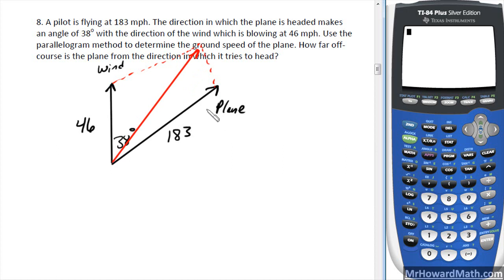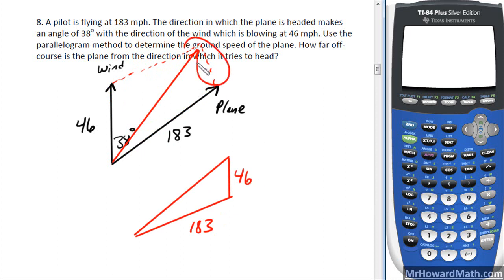So we can choose either section of the parallelogram. I'm going to choose to take this section right here. Doesn't matter. I could have taken this one up here, but I'm taking that lower section there, the way I've drawn it. So take that triangle out. We have, this would be our 183 side. This would be the 46 side over here. And this is our resultant value here.